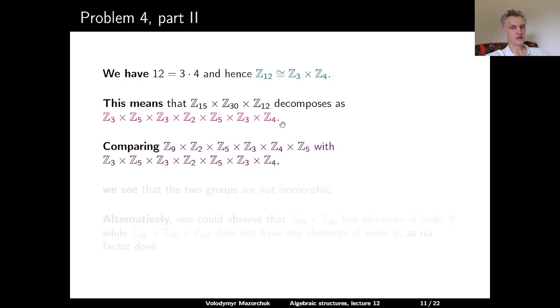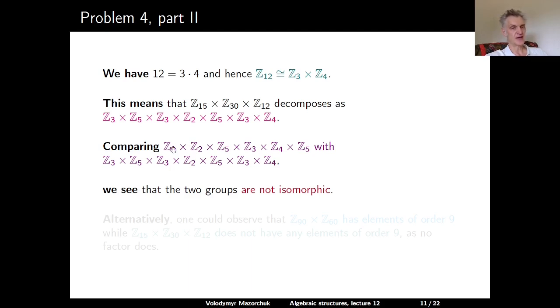And if we compare these two decompositions, the indices in the first decomposition are 9, 2, 5, 3, 4, 5, and in the second decomposition the indices are 3, 5, 3, 2, 5, 3, 4. So we see the index 9 in the first decomposition and it doesn't exist in the second. So this implies that these two groups are not isomorphic.